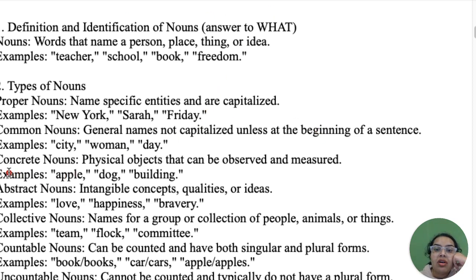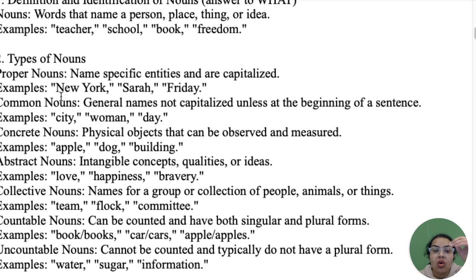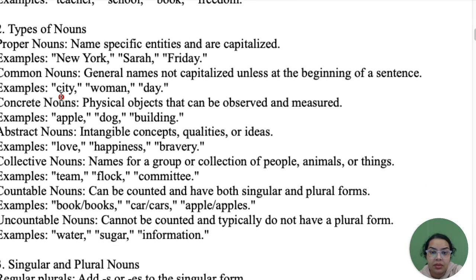Then you have concrete nouns. These are physical objects that can be observed or measured. Okay. So even in concrete nouns, you can find animals included over here. You have apple, dog, building. These are things, and apart from things, animals and mammals are also concrete nouns. Again, all the names are to be considered.